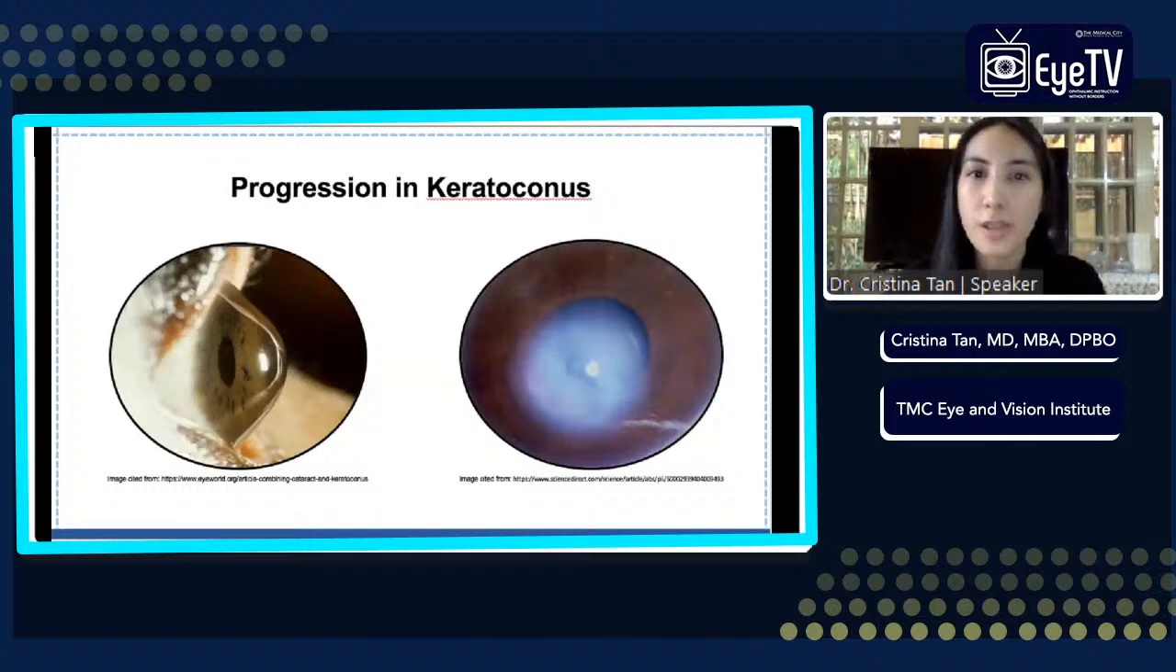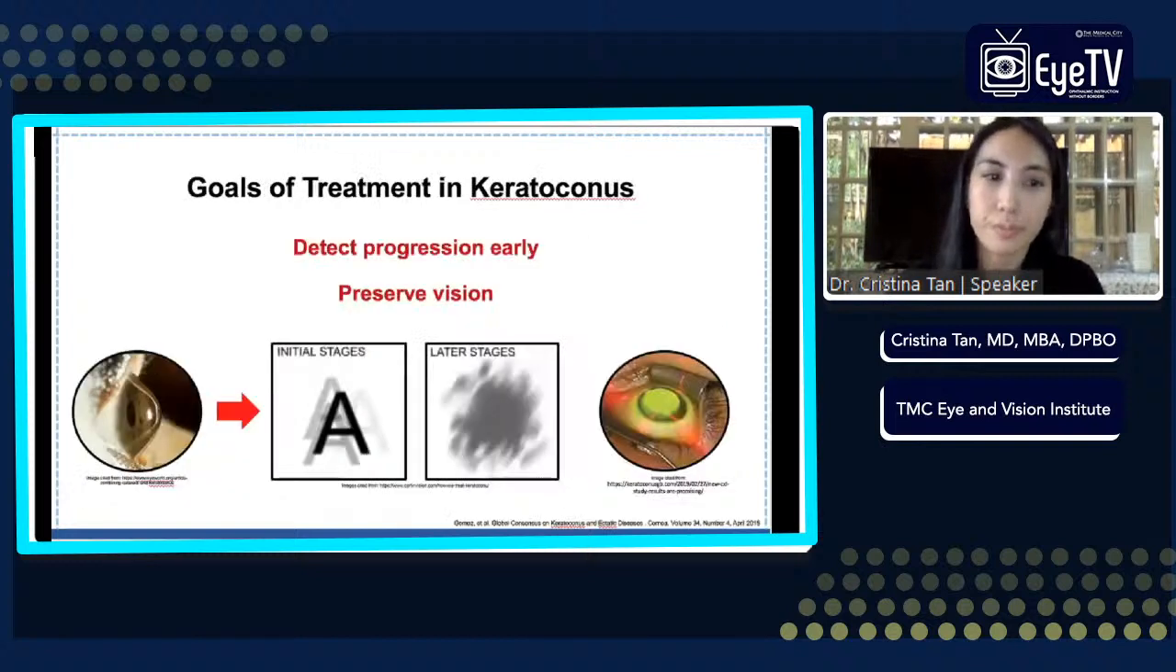Keratoconus progression causes increased corneal thinning and steepening, which leads to irregular astigmatism and worsening vision. Advanced cases can also develop acute hydrops, which worsens visual prognosis even more. So since there is visual decline in later stages, we should be detecting keratoconus progression early on, even before patients develop visual symptoms. So your goal for treatment, especially with cross-linking, is to detect progression as early as possible so that you can preserve the patient's vision.